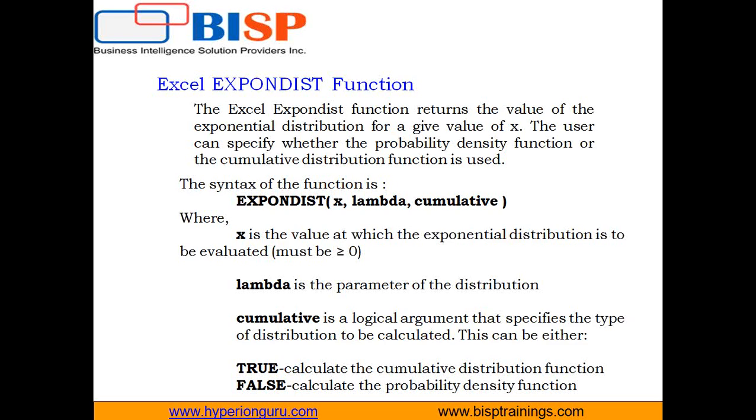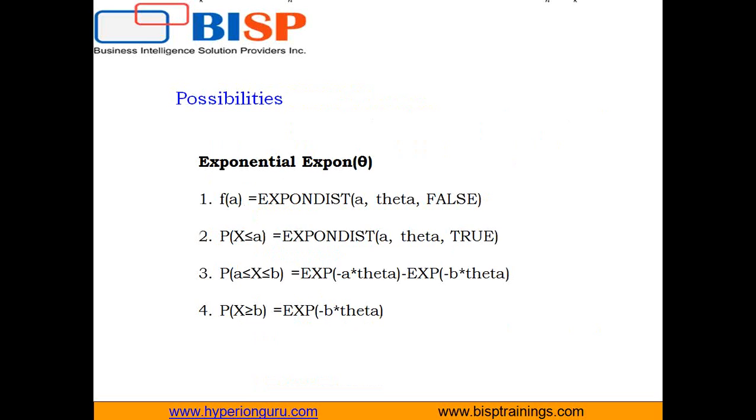So this function takes three arguments. The first one is x, which is the value of the function. Lambda is the parameter value, and the third argument is cumulative, which is a logical value that indicates which form of the exponential function to provide. If cumulative is true, this function returns the cumulative distribution function, and if it is false, then it returns the probability density function.